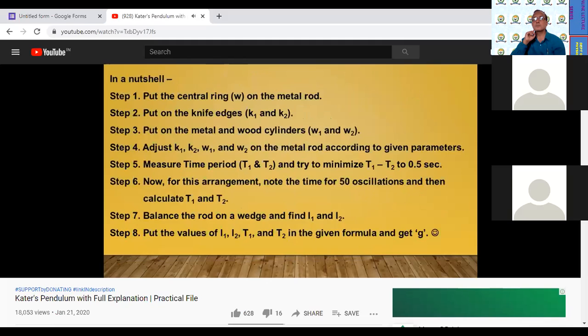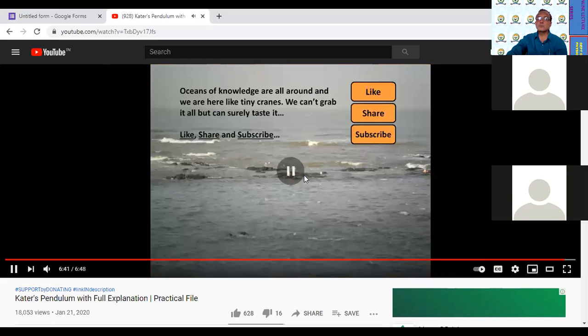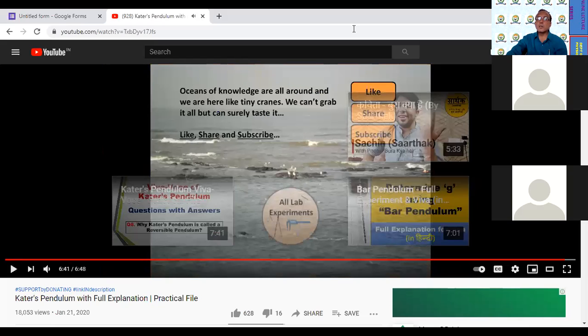I have also written all these points on this single sheet. You can use these points and start your experiment. Hope you liked it.